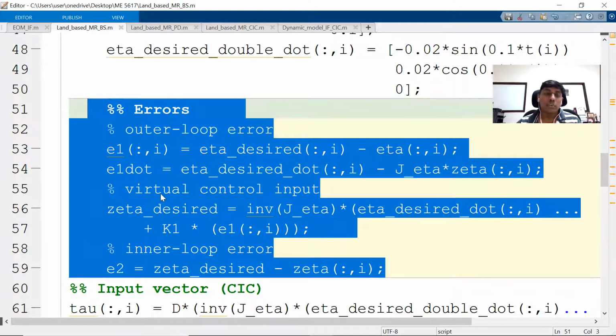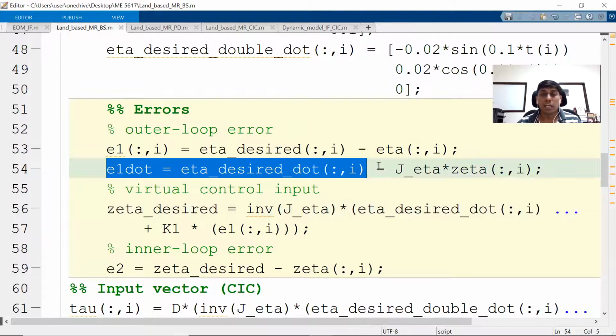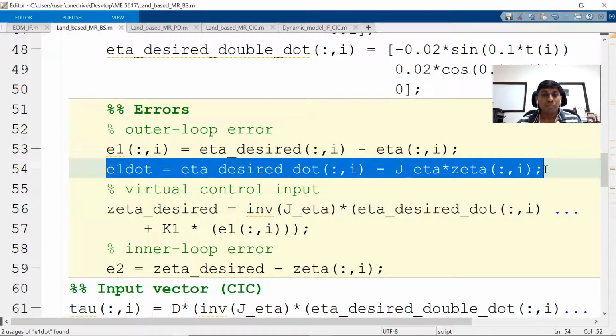Further, in backstepping, in order to make the system stable, E1 dot will come. So we are calculating E1 dot, because if you take zeta desired dot, then inverse J, eta desired dot plus K1 E1 dot will come. We assume K1 is a constant matrix. Then there would be a residue, which is the inverse of J eta dot multiplied with all these. We usually ignore it because that effect is very negligible.